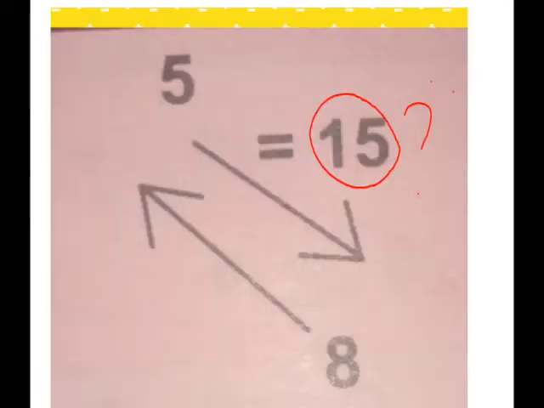So that's how they got this 15. 8 minus 5 will give us 3. Then 3 times 5 will give us 15. And now take note of this. The number at the top contains one of the factors of 15. So any number that will be at the top is one of the factors of 15.